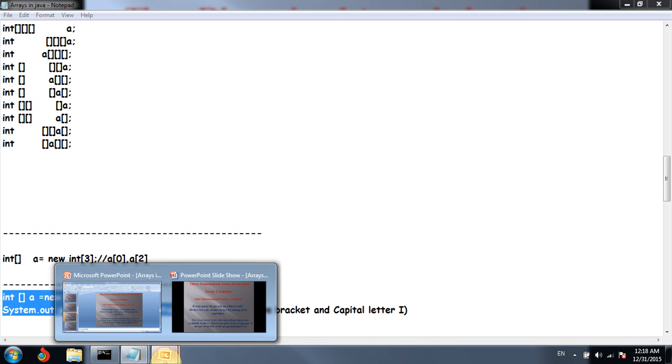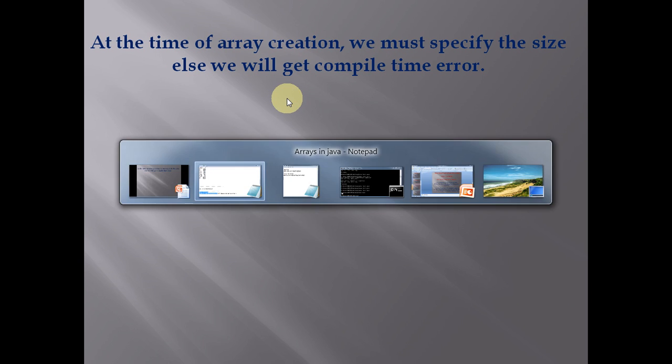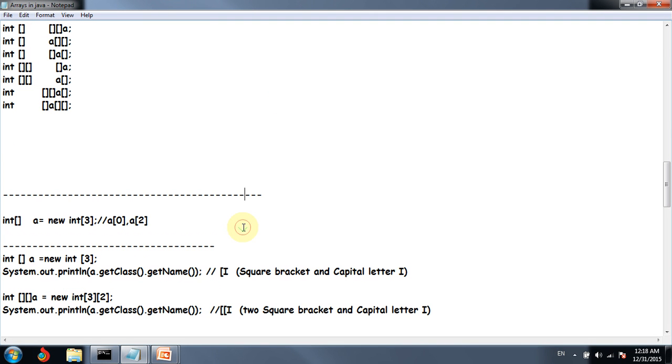After completing this point, let's move on to the next point, which states that at the time of array creation, we must specify the size. So on the right hand side, in the new operator part, we must specify the size inside the square brackets, else we will get a compile time error. And to prove this point further, let's see if we have any kind of example. Okay, we have one more example related to getting the class name. That is very important. I missed it. Let me discuss this one more time, then we will discuss the point we have read.